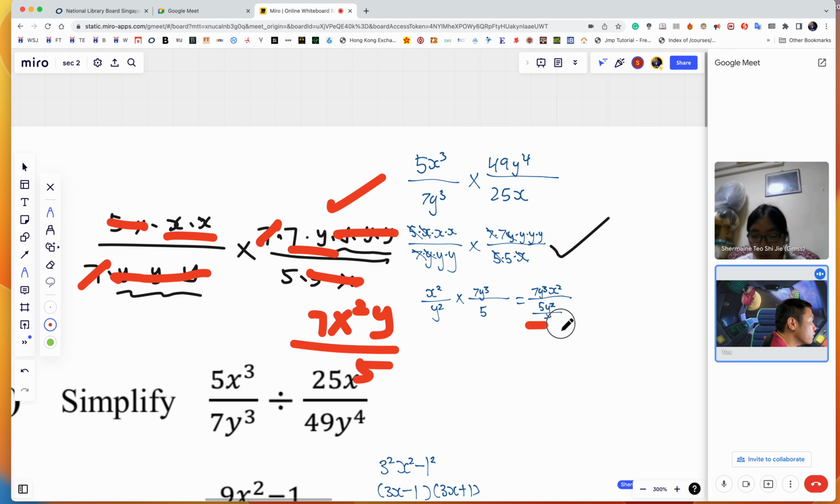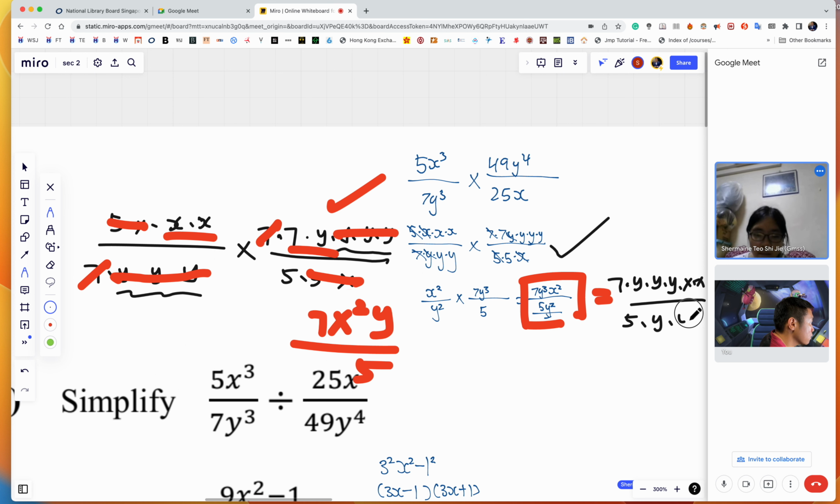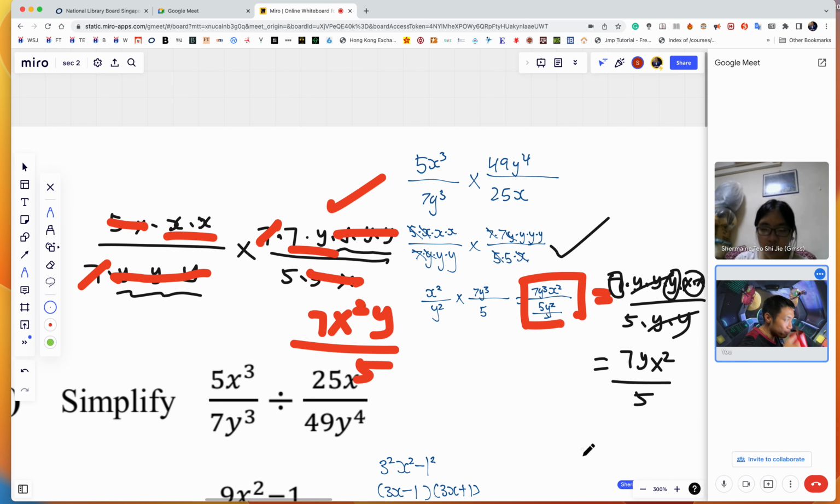And by the way, if you end up with this answer, can't you see that there is a y here, there is a y here? You should continue. Can you see that you should continue? Can you see that there's 2y here? Get rid of it. Okay? If you cannot see it, then too bad. Then you're left with 7y x squared. So 7y x squared 5. Okay? Done?